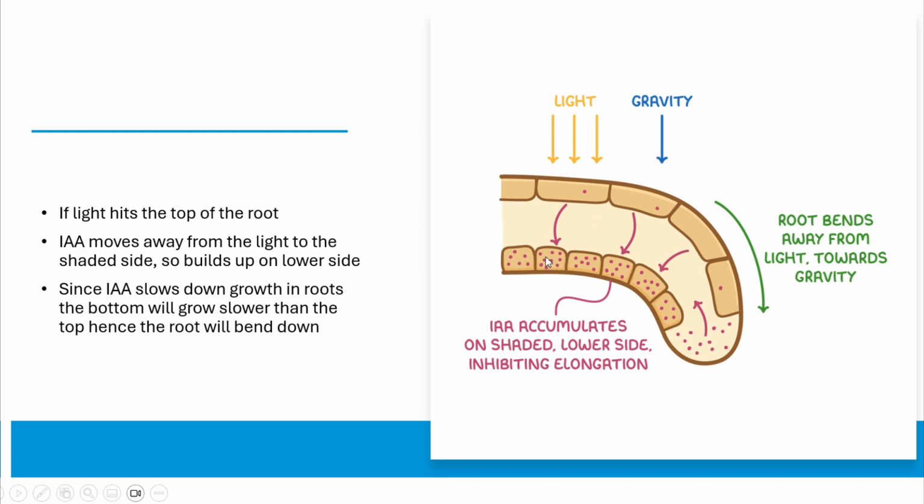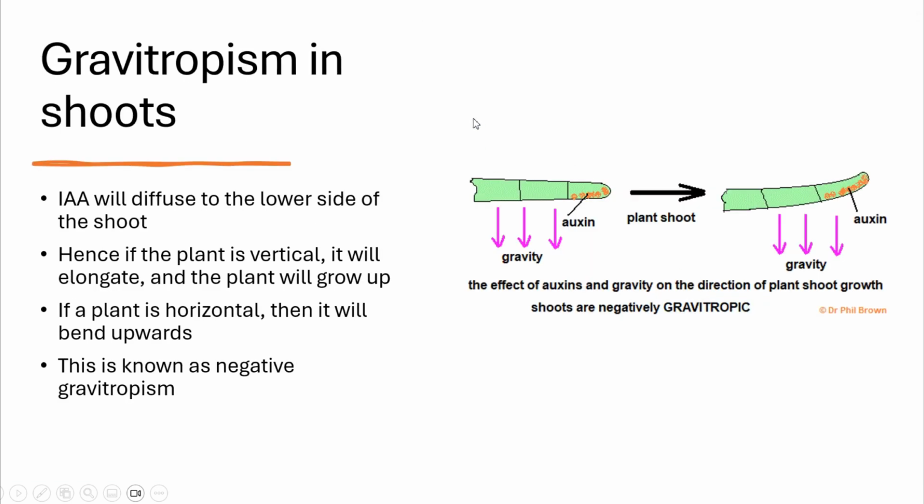Normally in the shoot, it's going to build up on the bottom again, which is standard. But then it elongates more on the side with more IAA. So it's going to elongate up. But in the roots here, it's going to do the opposite. It's not going to elongate on the side with more IAA. So more IAA is here, so it's not going to elongate on that side. Therefore, it's going to move down into the ground, which is what you want.